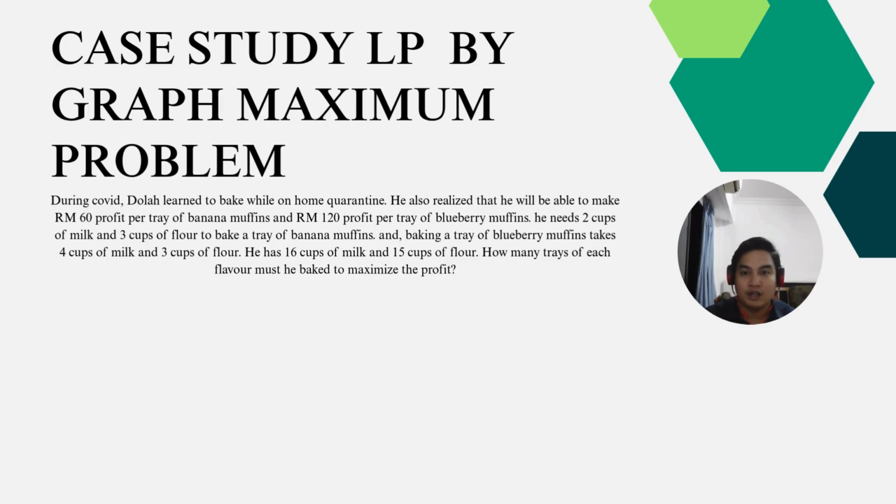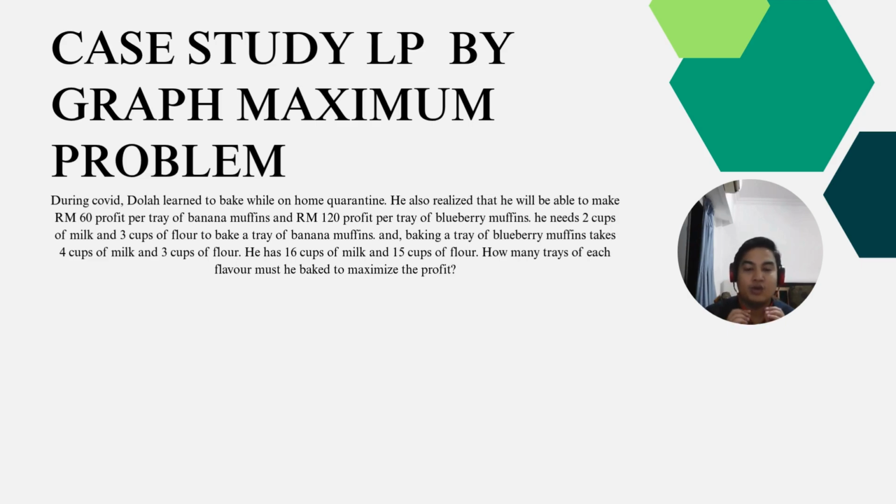During COVID, Dollah learned to bake while on home quarantine. He also realized that he will be able to make 60 ringgit profit per tray of banana muffins and 120 ringgit profit per tray of blueberry muffins. He needs 2 cups of milk and 3 cups of flour to bake a tray of banana muffins. And baking a tray of blueberry muffins takes 4 cups of milk and 3 cups of flour. He has 16 cups of milk and 15 cups of flour. How many trays of each flavor must he bake to maximize the profit?